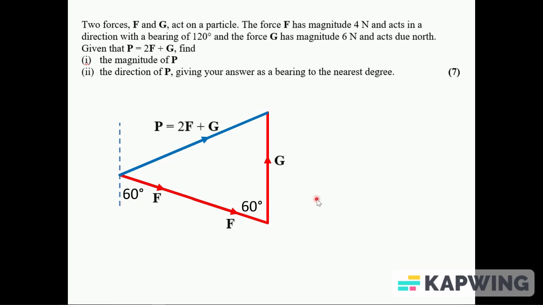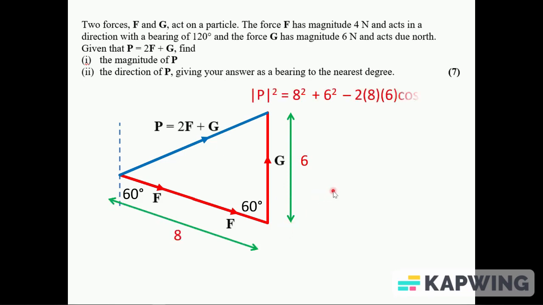So we can use the cosine rule, because I know that this length is 6 and this one is 8. So the magnitude of P squared equals 8 squared plus 6 squared, minus 2 times 8 times 6 cos 60, so equals 52. Giving me that P is root 52.